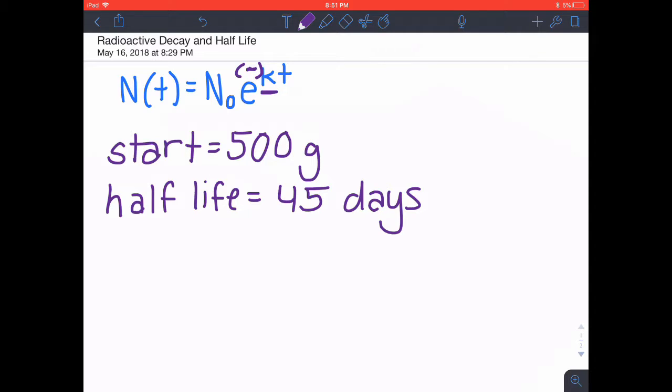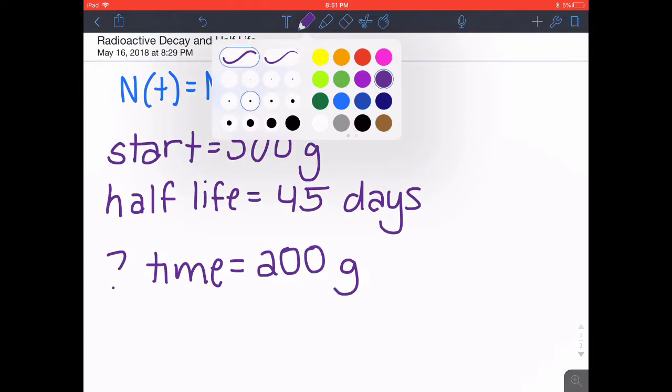If you want to pause the video and try to figure it out on your own, and compare your answer to the answer I got, you can do that. Or you can follow along with me and I will explain exactly how to do this problem. So we're solving for the amount of time it takes to get down to 200 grams.